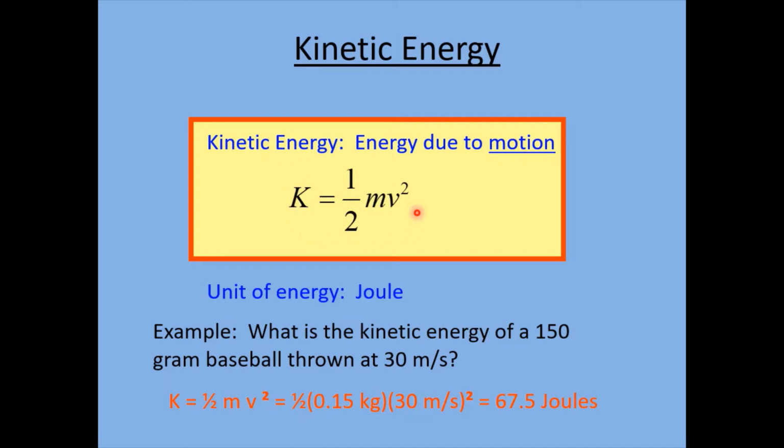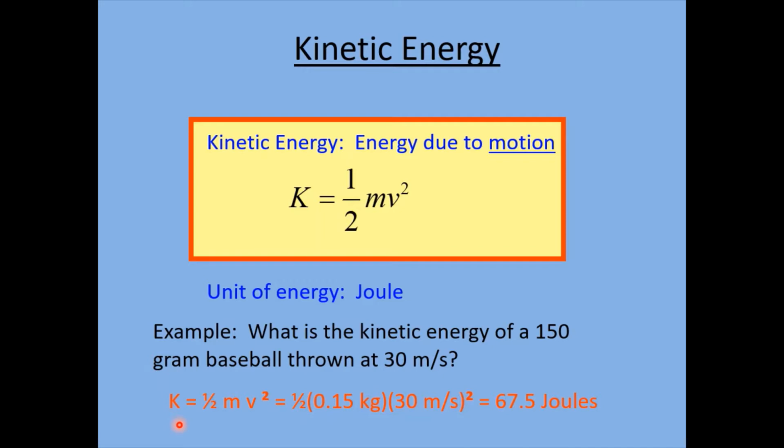So kinetic energy, or all types of energy, interestingly has the same unit as work, and that is it is measured in joules. And there's a reason for that that will become more apparent later. So let's do a simple example here. What is the kinetic energy of a 150-gram baseball thrown at 30 meters per second?